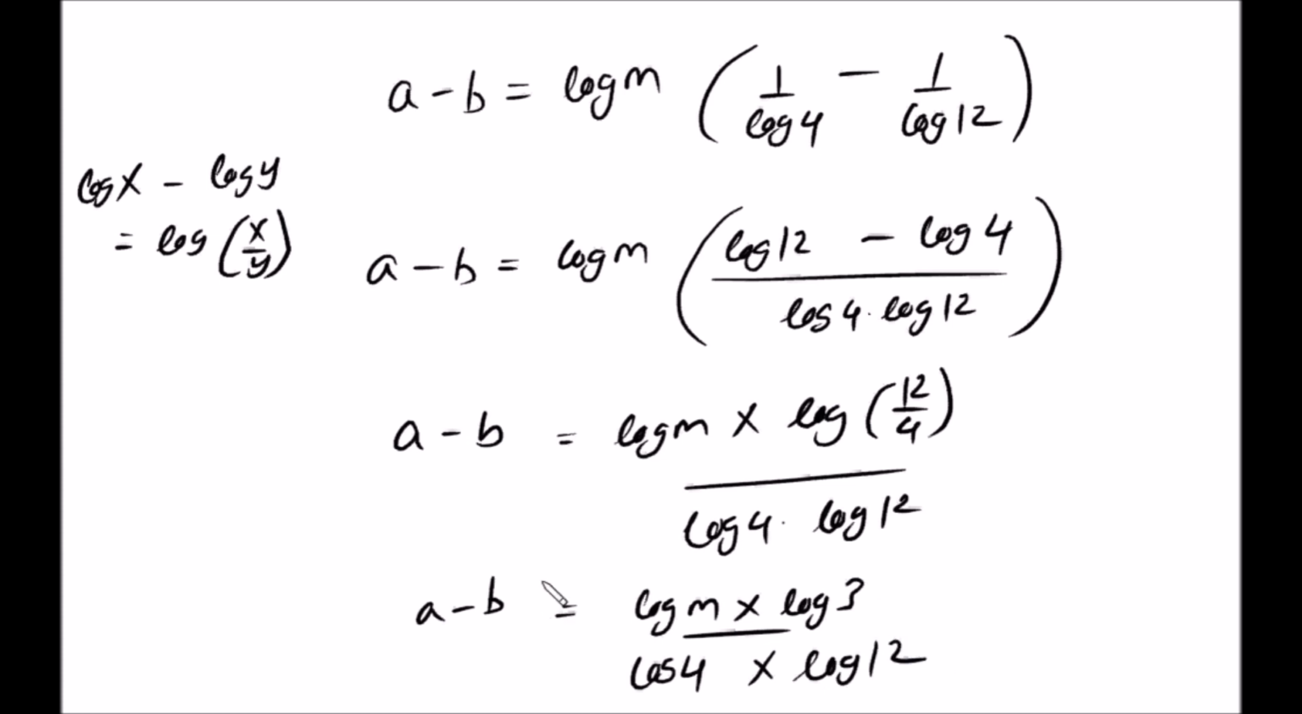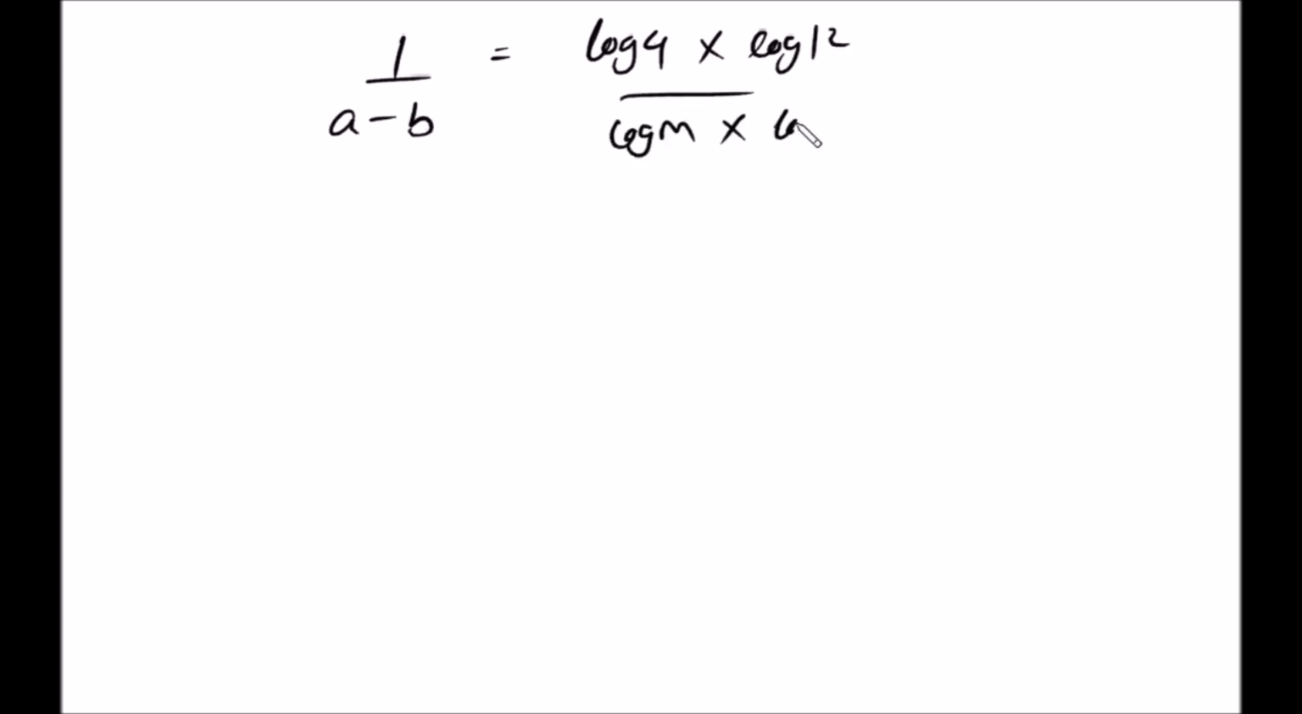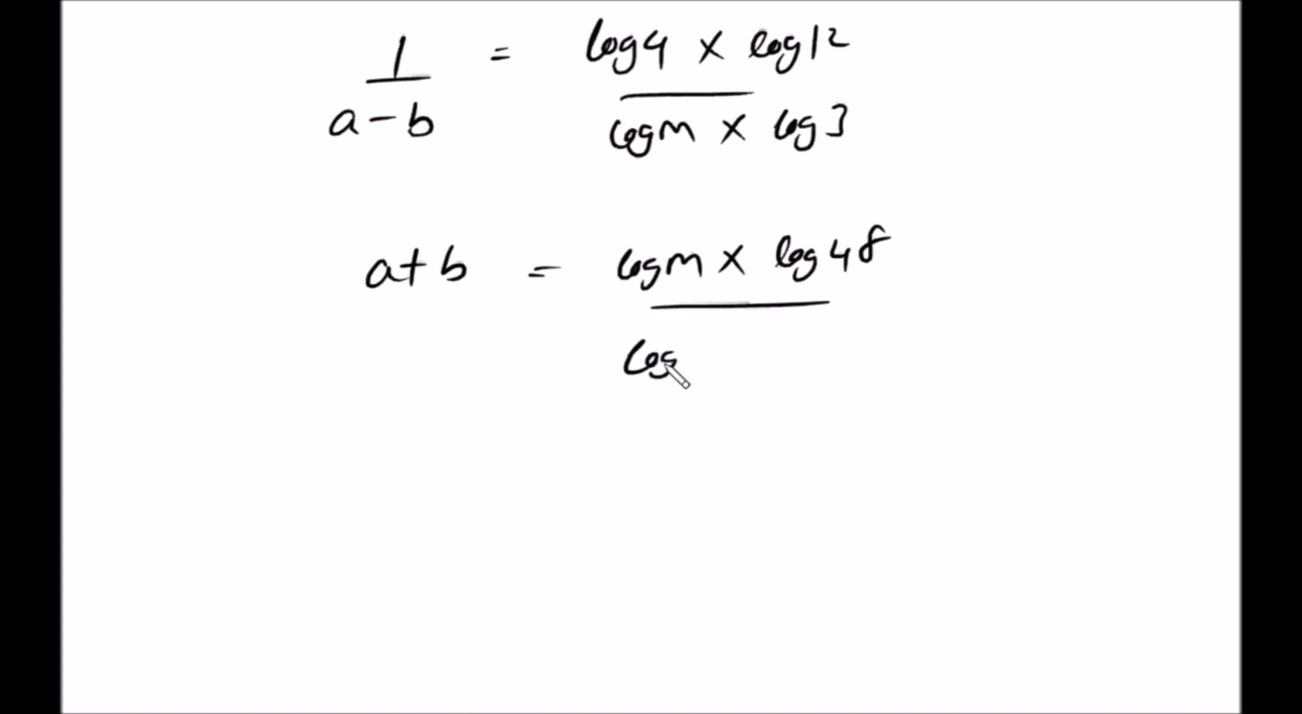Yeah, so hii a minus b now, let us reciprocate it. So ukireciprocate huku, una reciprocate na huku. Kwa hiyo you can see now that 1 over a minus b nimereciprocate pande huku, itakuwa sasa na log of 4 times log of 12 chini ya log of m times log of nini? 3. So remember a plus b ilikuwa sasa na log of m times log of 48 over log of 4 times log of 12.